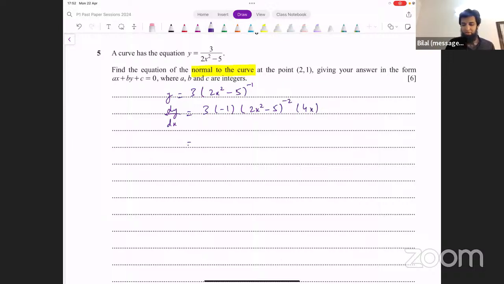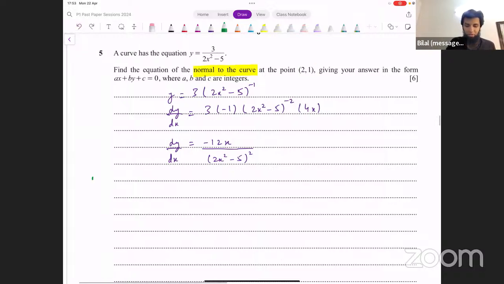Now let's simplify this. This gives us minus 3 and 4, that's minus 12 times x divided by 2x squared minus 5 whole squared. If I write this whole thing in the denominator, the power would become positive, and this is what we end up getting. All right, that's the derivative, dy over dx. Now we need to find the gradient of the curve at this point. What's the point? The point is 2, 1. You put x equals 2 here and see what that gives you.